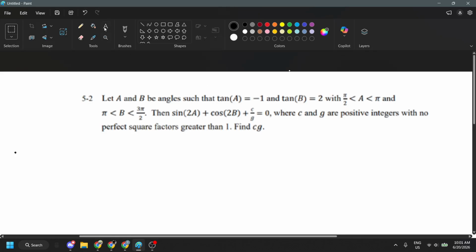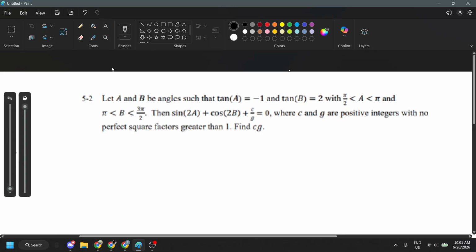Let A and B be angles such that tangent of A is equal to -1, and tangent of B is equal to 2, with pi over 2 less than A less than pi, and pi less than B less than 3 pi over 2. Then sine of 2A plus cosine of 2B plus c over g is equal to 0, where c and g are positive integers with no positive square factor, so perfect square factors greater than 1. Find cg.